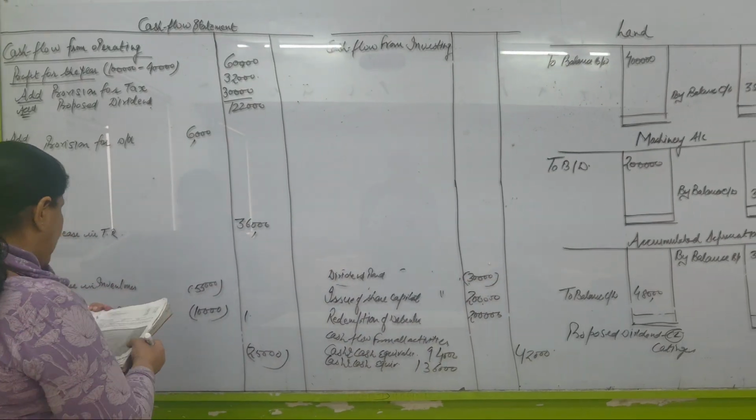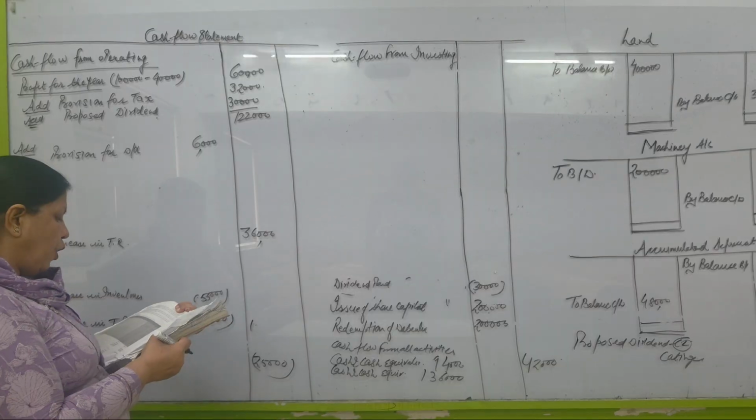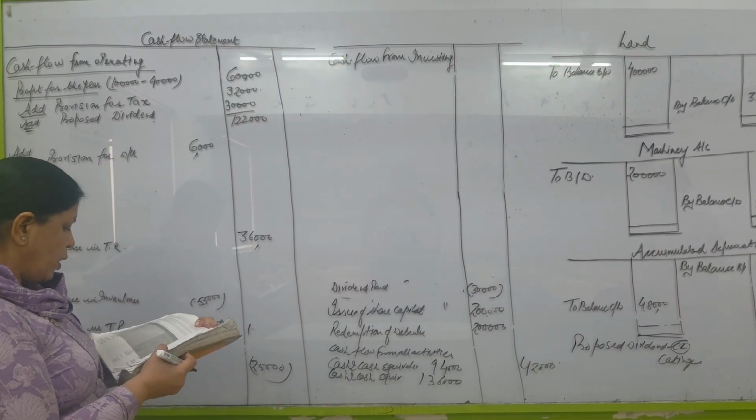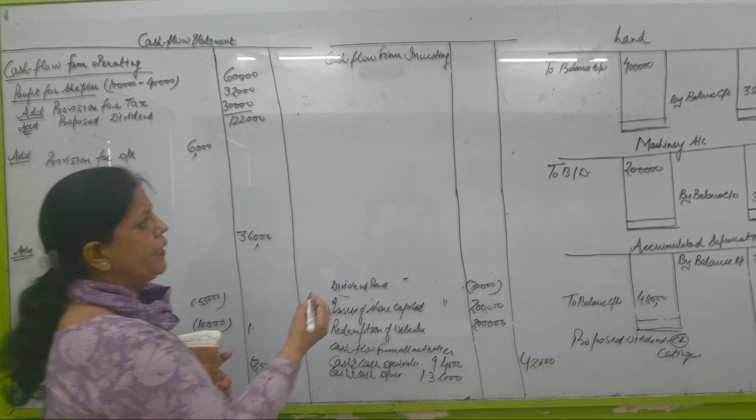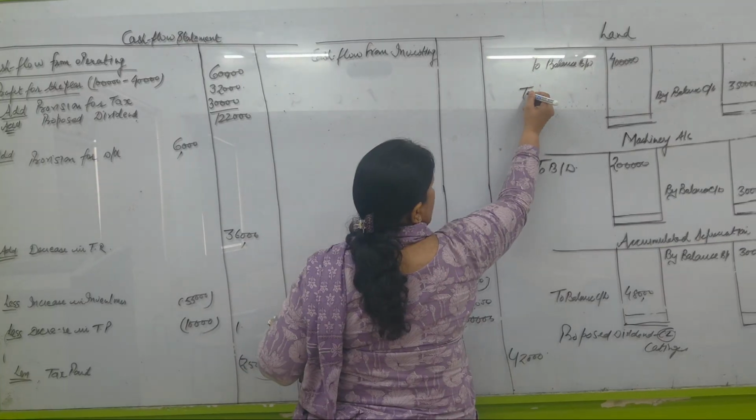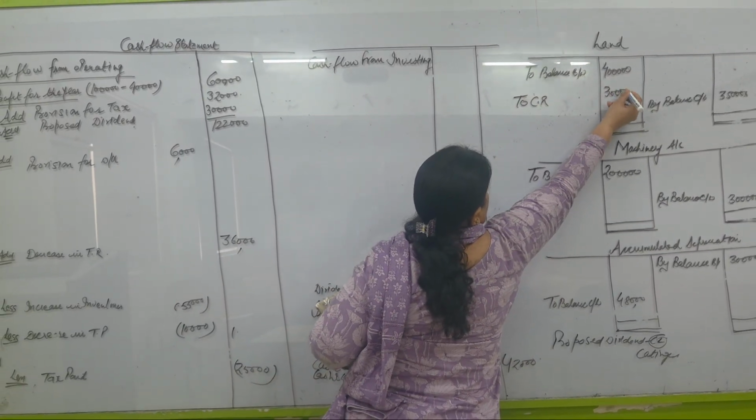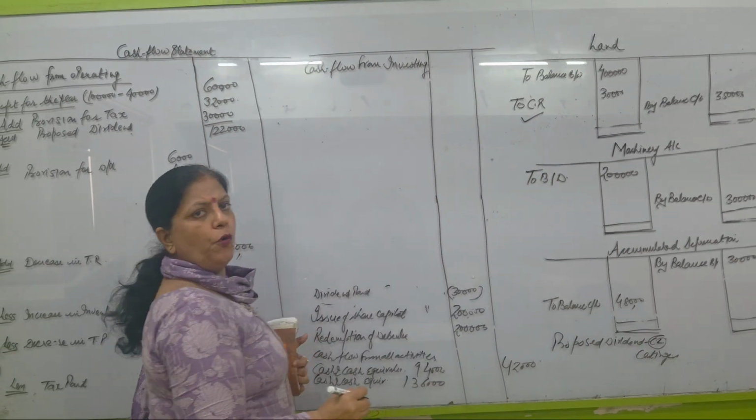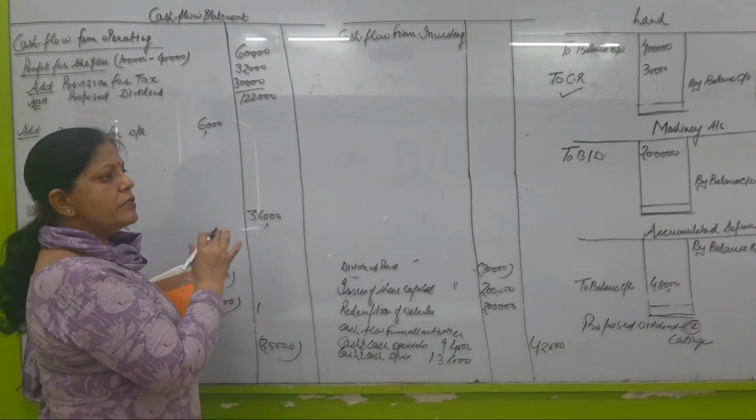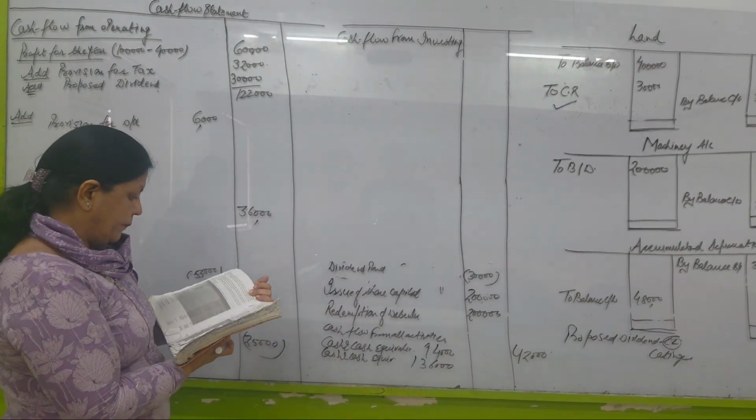A piece of land was sold at a profit of 30,000 and this was transferred to capital reserve. So this is your capital reserve, that is 30,000. No double entry will be made for capital reserve because this is given in the balance sheet.